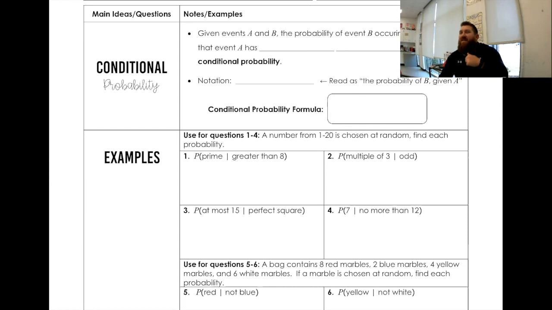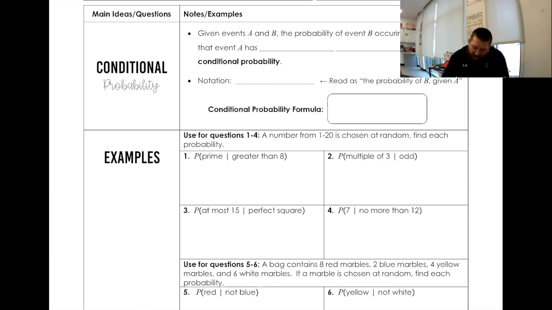Today we get to talk about conditional probability. Conditional probability is a little different than what we've been dealing with. It's the probability of event B occurring knowing that event A has already occurred. This is a little different than what we've done with compound probability, because the probability of B is going to be adjusted by removing something that's already happened. So we've got to take some overlap out.